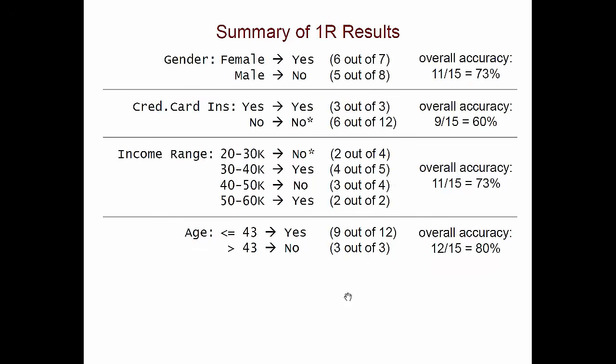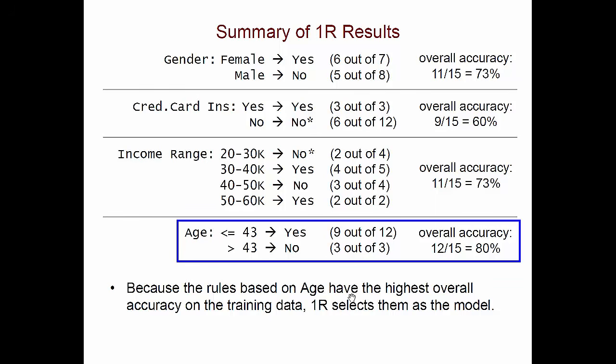And then if you look at all 4 sets of rules, we are going to pick the one whose overall accuracy on the training data is the highest. In this case, it is the set of rules based on age. And so this set of rules over here is the 1R model. So you try all of the possible sets of rules that you could develop, but the final 1R model is the set of rules that gives you the highest overall accuracy on the training data.